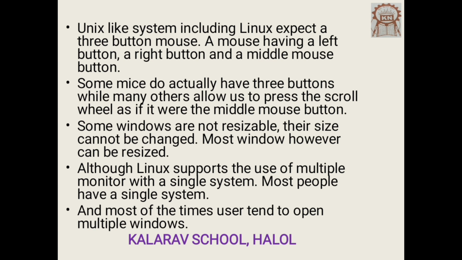Unix-like systems including Linux accept a three-button mouse, a mouse having a left button, a right button, and a middle mouse button. Some mice do actually have three buttons, while many others allow us to press the scroll wheel as if it were the middle mouse button.